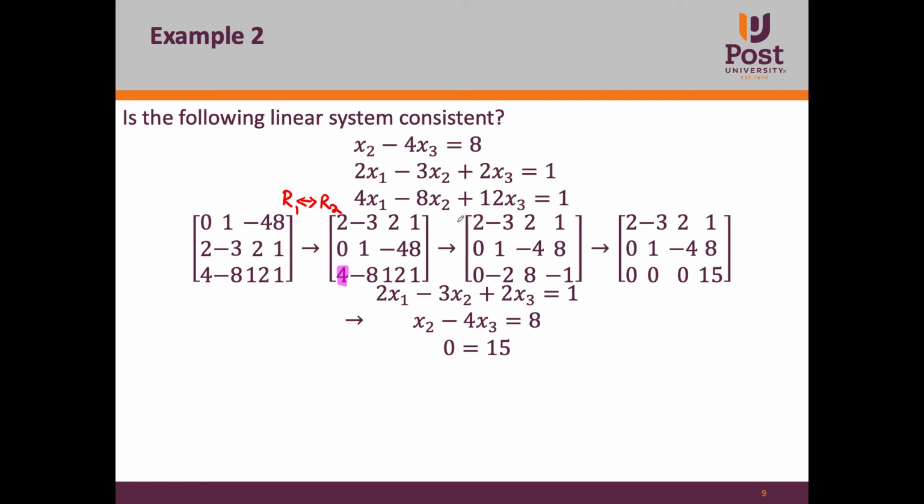So we are going to take negative 4 times the first row and add it to the third row. And again, that's going to replace our third row. So the first two rows stay the same: 2, negative 3, 2, 1, 0, 1, negative 4, 8. Now, when we multiply this first row by negative 4 and add it to the bottom row, we get 0, negative 2, 8, negative 1.